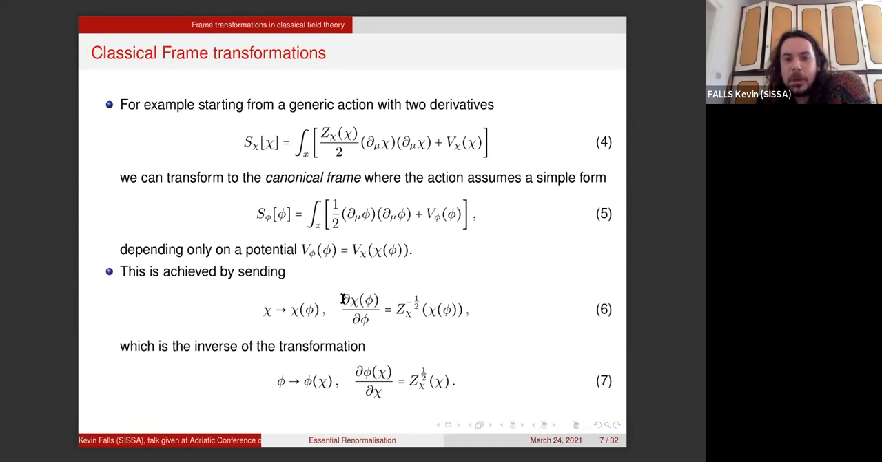In order to get rid of the factor of z, you have to have the first derivative of chi, expressed in terms of phi, be a function such that this derivative is the inverse of z to the 1/2. And then you have this inverse transformation. As long as z is not going to zero or infinity for any values of the fields, you can perform this transformation. Then you can solve the equations of motion where you only have to worry about a potential and not about this extra function z. So this is the idea at this classical level, where we're just solving equations of motion.